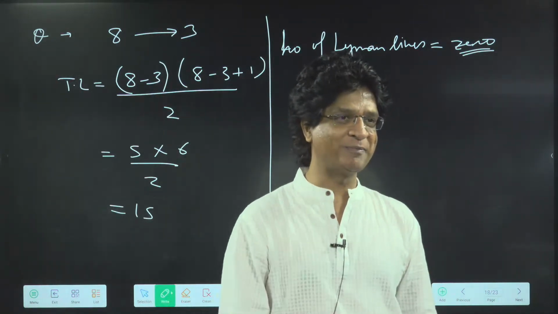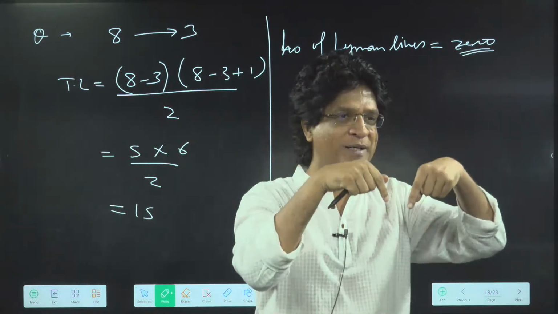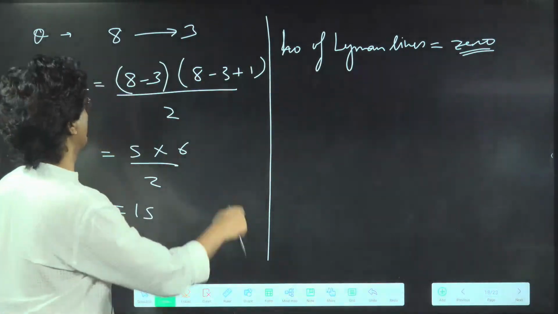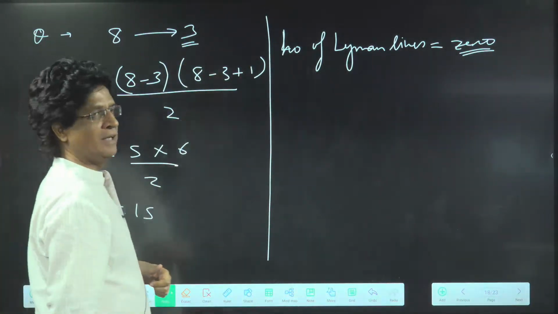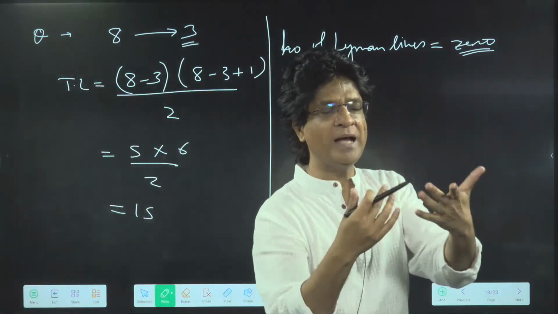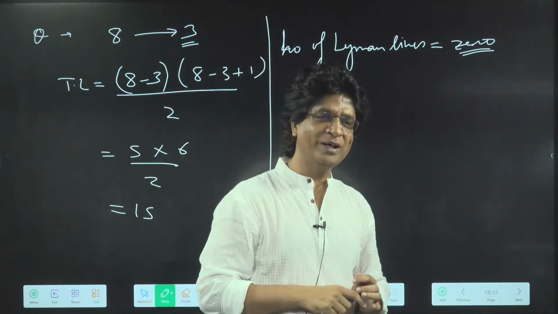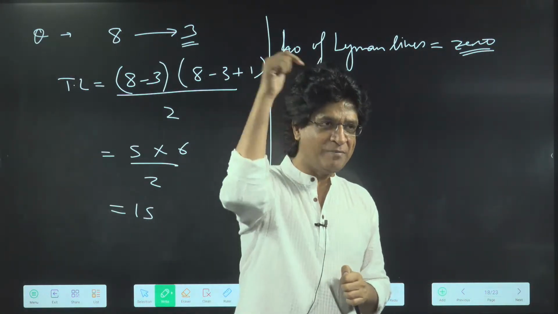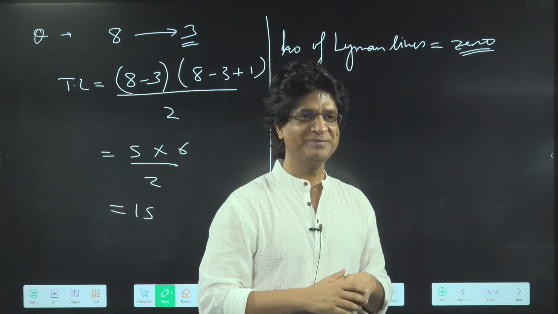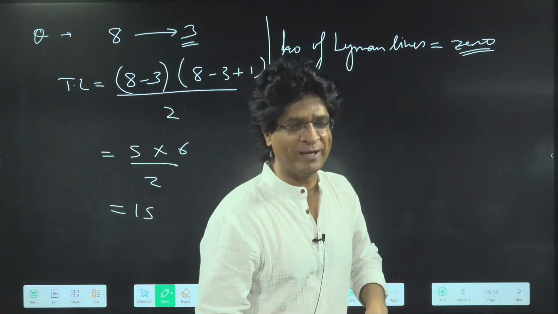Zero. How come? Lyman lines are formed only when the electron jumps to orbit number 1. This question restricts the movement of the electron to 3 only. The electron is not allowed to come to orbit number 1. It can only form Lyman when it comes to orbit number 1. Yes or no? And you people don't play googly very well.